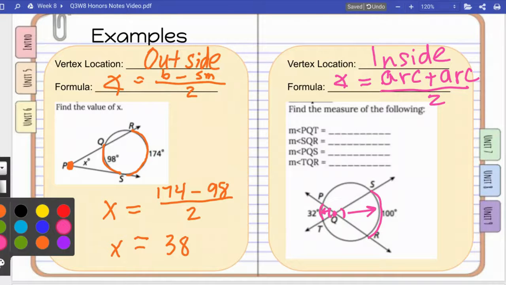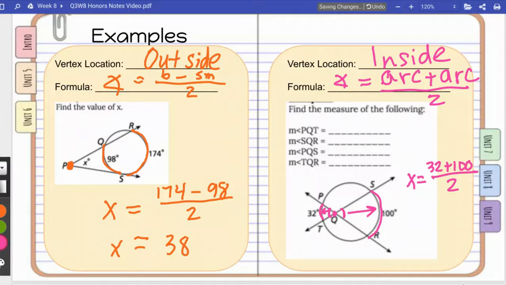Throw it into our formula. We don't know what the angle is, so we'll make that x. So x equals the two arcs added together, so 32 plus 100. We're going to divide that answer by 2. So 32 plus 100 is 132, and then we're going to divide that answer in half, so we get 66. So the angle is equal to 66. So angle PQT is 66 degrees. Angle SQR is 66 degrees.